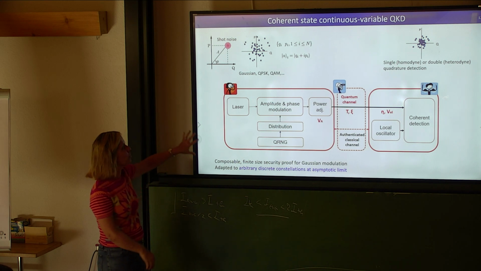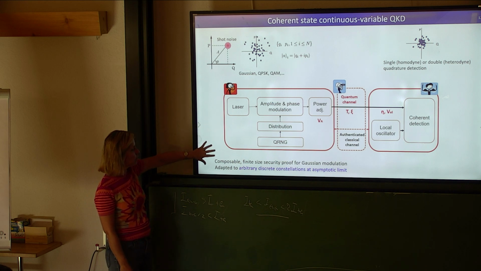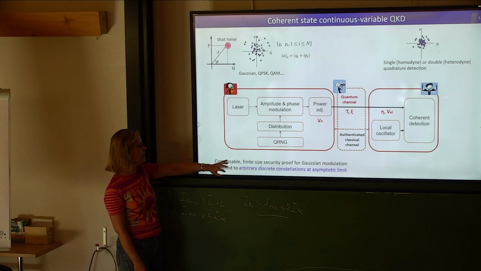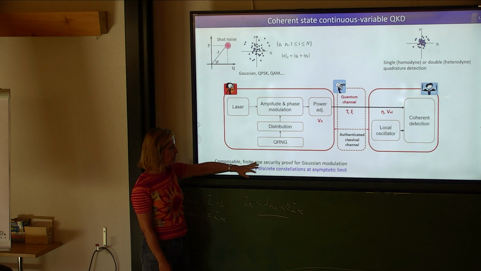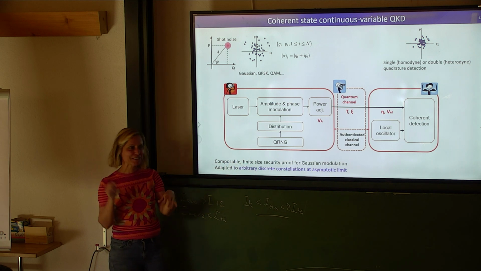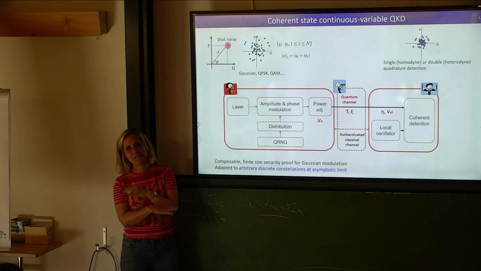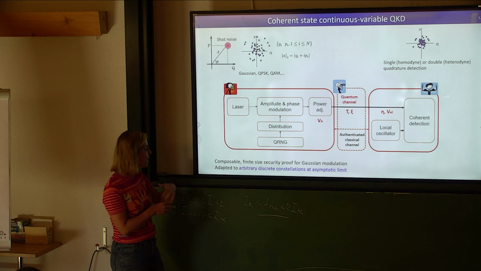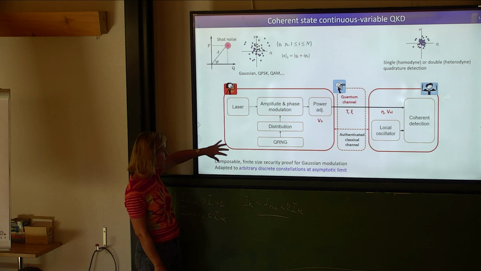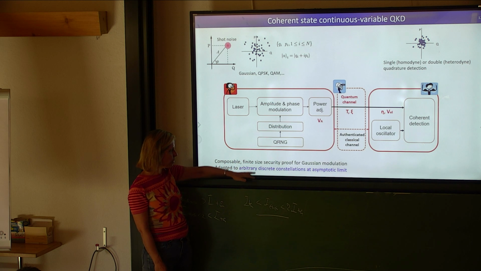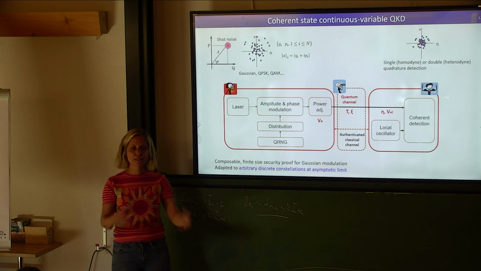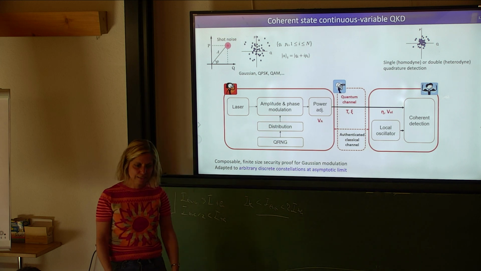From a security point of view, we have composable finite-size security proofs for Gaussian modulation. So all the boxes are ticked. Unfortunately, we don't have the time here to discuss all of this. There is a lot of work currently to show full security in the finite-size regime. It has already happened for the asymptotic limit for discrete constellations, and the final step that is underway is doing this.